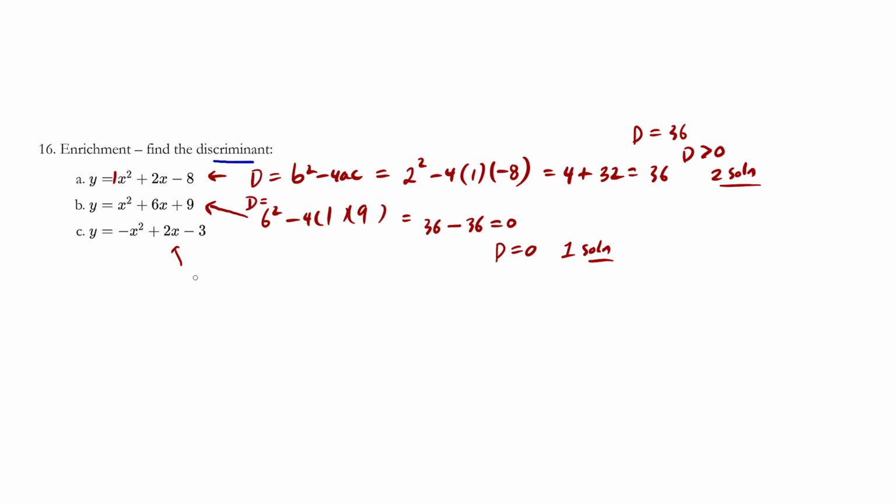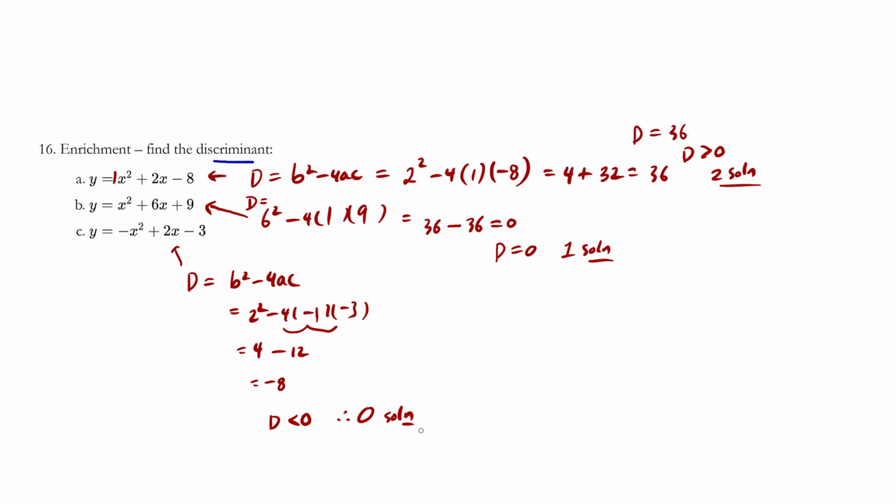And finally, the discriminant is equal to b squared minus 4ac, which is equal to b squared, which is 2 squared, minus 4 times a, which is negative 1, and c is negative 3. You can see we have 4 minus, three negatives multiplied becomes a negative, 4 times 3 is 12. So we have negative 8. D is less than 0. So therefore, no solutions. And you can use Desmos to graph this, and you'll realize this upside down parabola, the sad face, is below the x-axis.